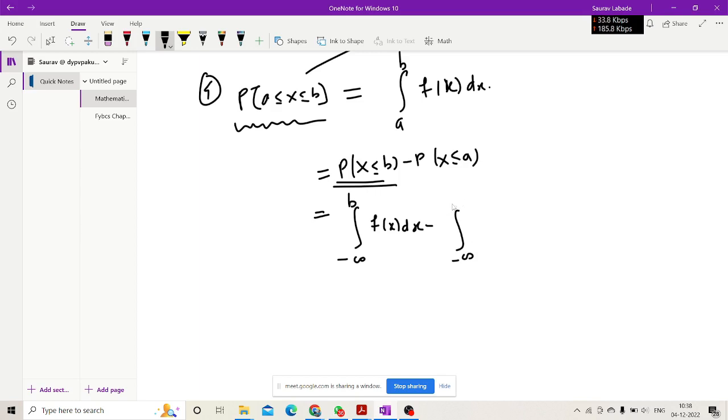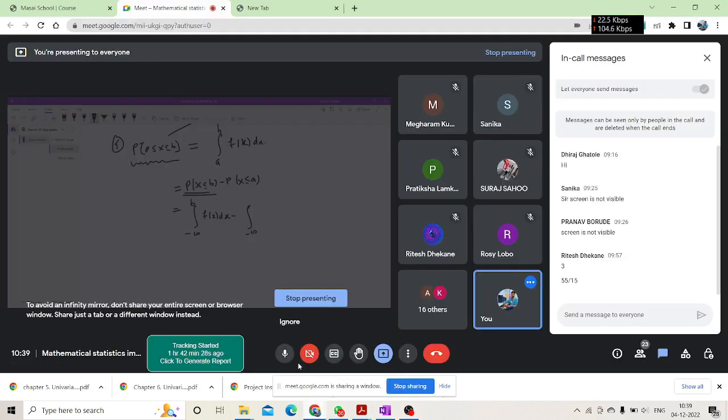here? Yes, what will be the upper limit of this integration? Yes, you can put it in the chat box. What is the upper limit of this integration? काय येईल upper limit? X less than equals to b काय आला होता आपला? Minus infinity to b, right? F of x dx. So similarly, x less than equals to a काय येईल?